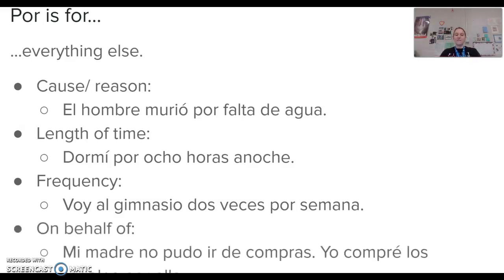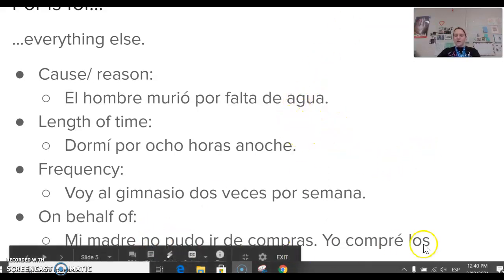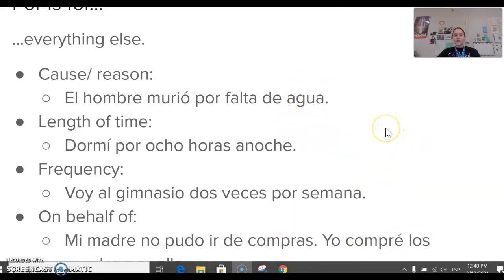On behalf of, okay, here's my sentence. Mi madre no pudo ir de compras. Yo compré los regalos por ella. See if it'll show the bottom of it. Apparently not. Okay. The bottom of this says, Yo compré los regalos por ella. Okay, so my mom couldn't go shopping. I bought the gifts for her, or on her behalf.